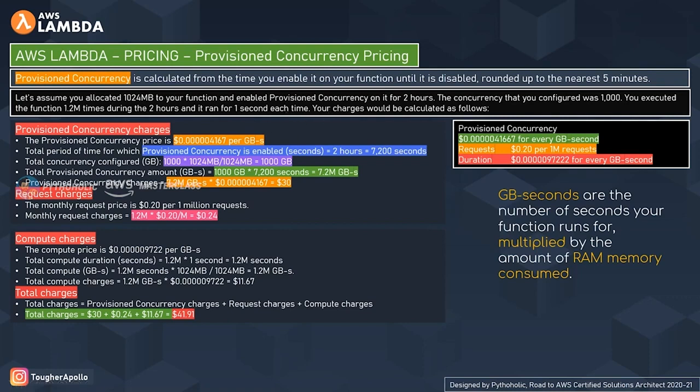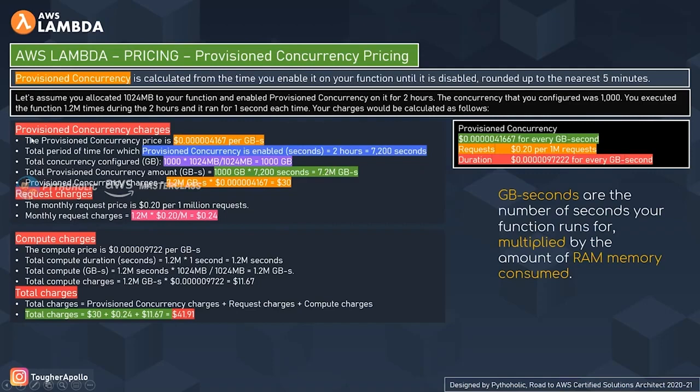The default value that you see here for provisioned concurrency for a particular region is $0.0000041667 for every GB second. I hope you understand GB seconds by now. And the request charge is $0.20 per 1 million requests. And for duration, the charge is $0.0000097222 for every GB second. Okay, so for requests it is 0.20 and for duration it is 0.0000097222 for every GB second. Okay, so now coming back.